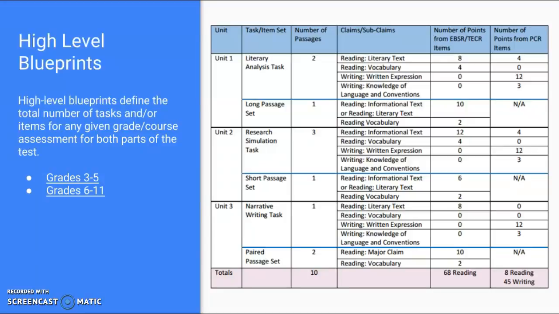For now, we hope you have a better understanding of the PARCC high-level blueprints and how they provide useful information about the number of points that can be earned on each unit and for what reading or writing subclaim those points can be earned. Please tune in to our next webinar where we will learn more about the PARCC task generation models and how they provide very specific information about each assessment unit and the specific standards that each is designed to measure.